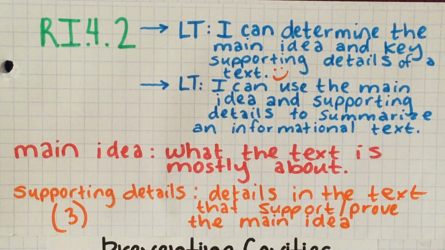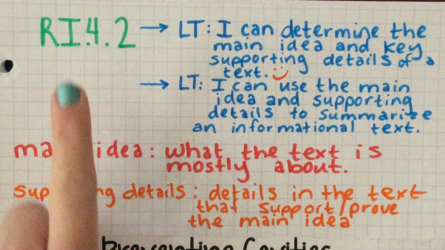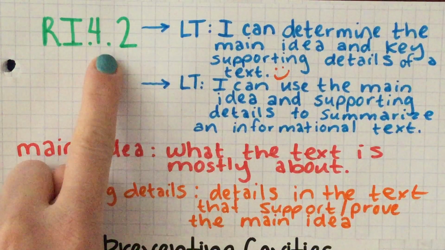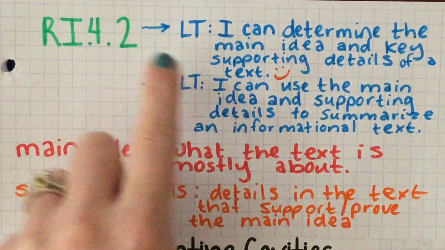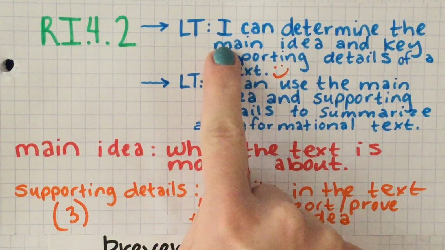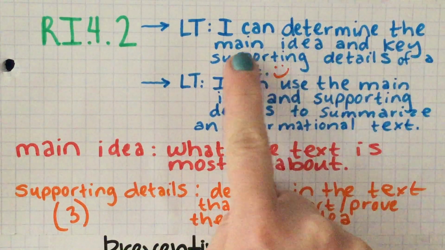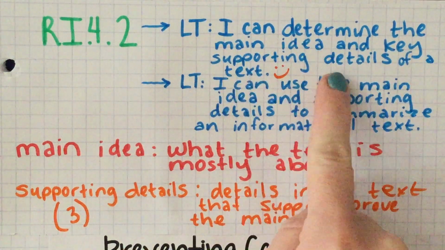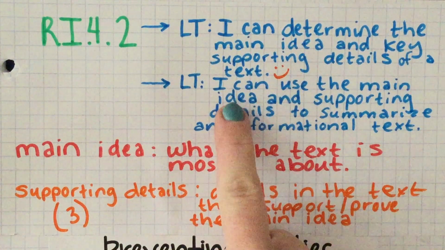We are going to work on our second example of helping us meet the standard Reading Informational 4th grade, and it's the second standard. It's connected to these two learning targets. We're going to be working to meet this learning target. I can determine the main idea and key supporting details of a text.